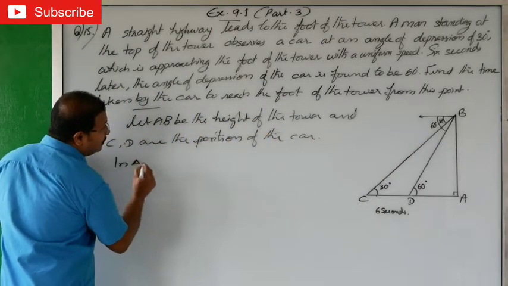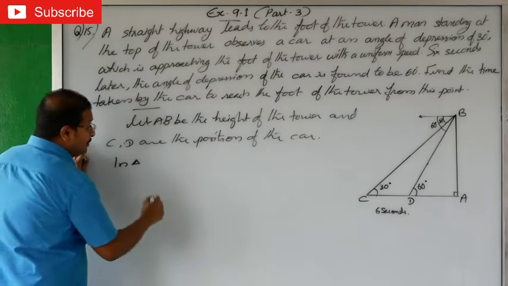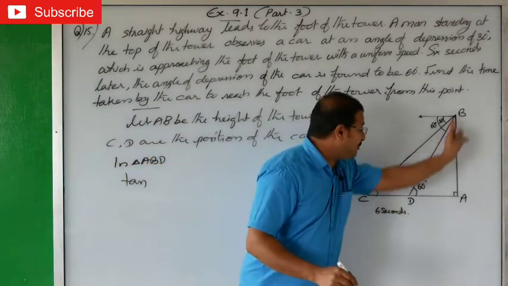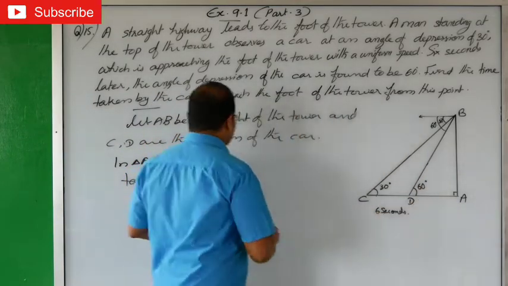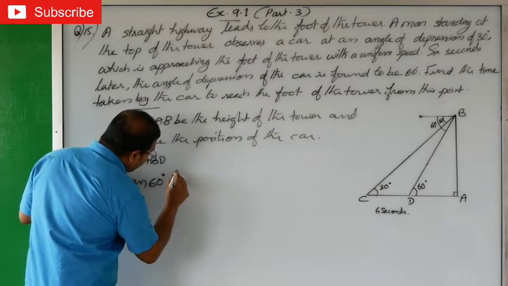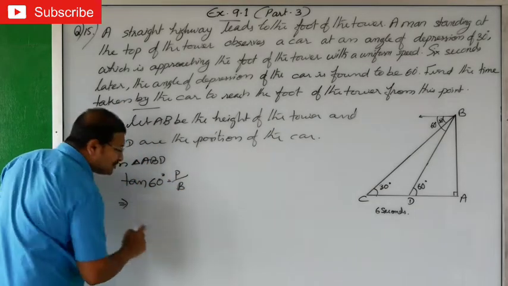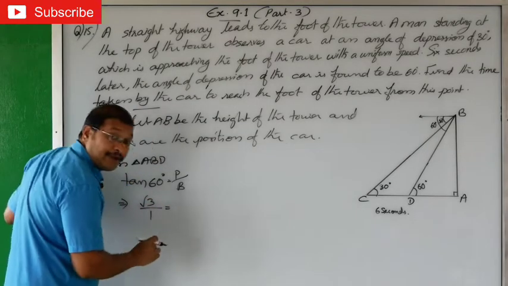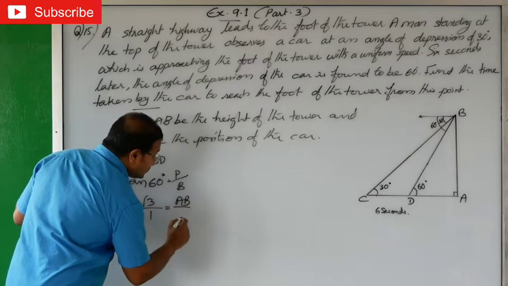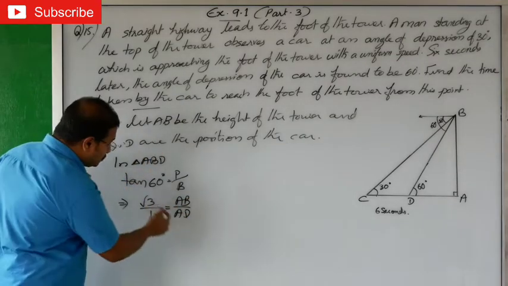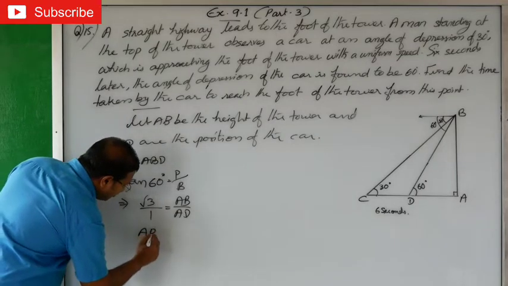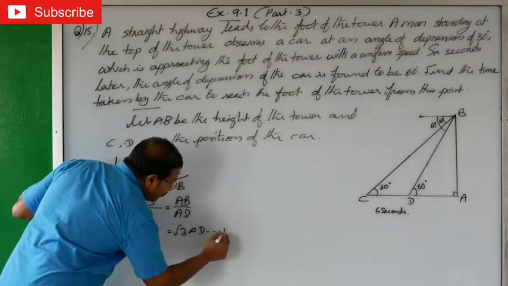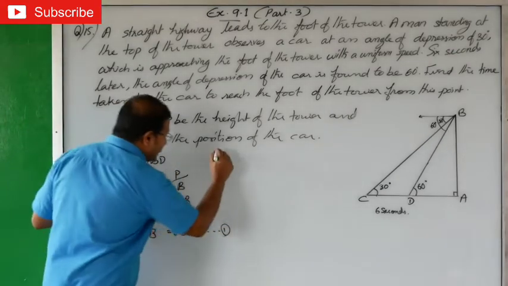First we'll write in triangle, the smallest triangle, ABD. In triangle ABD, tan, what is the angle here? Yes, 60 degree equals perpendicular by base. Tan 60 means, what is the value of tan 60? Yes, root 3. So root 3 by 1 equals perpendicular, that is AB, by base AD. So we'll cross multiply now. That means AB equals root 3 AD. That is equation number 1. Ready? Now we will take the next triangle.